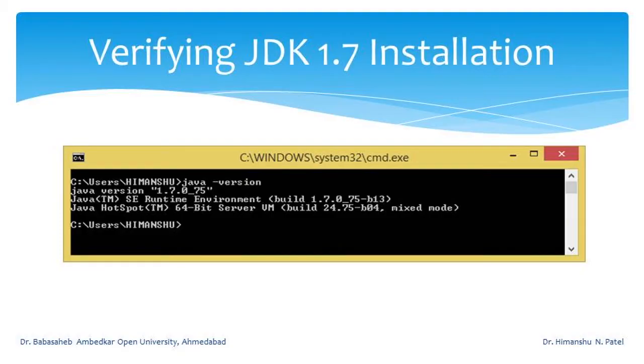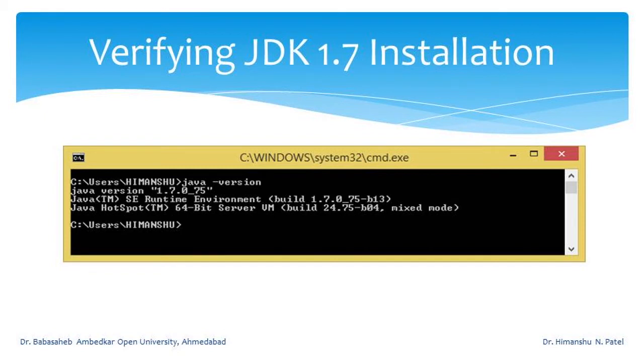Here you can see the Java version is 1.7.0, and 75th update is there. So, if this message is displayed properly, then it means your Java is installed successfully without any error.